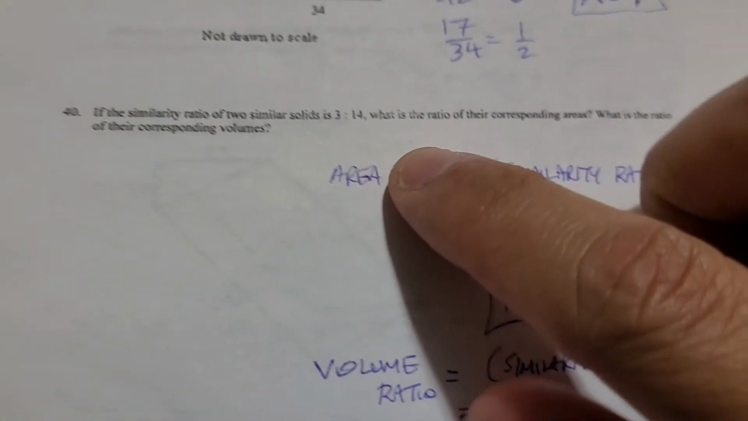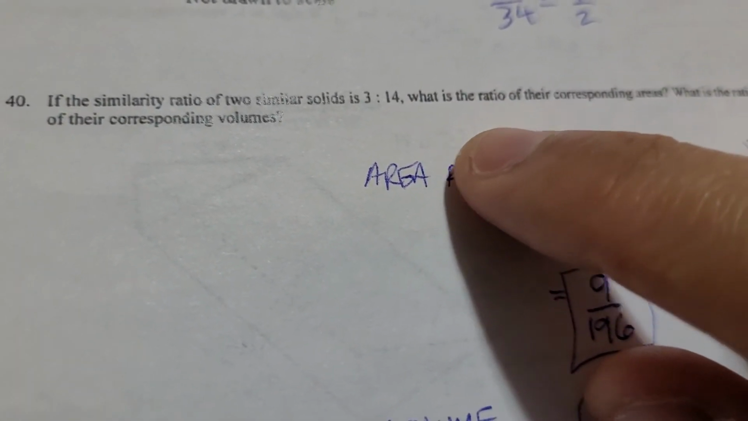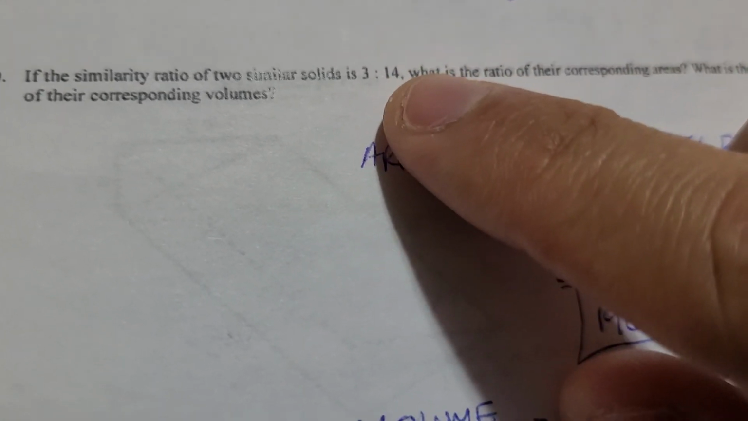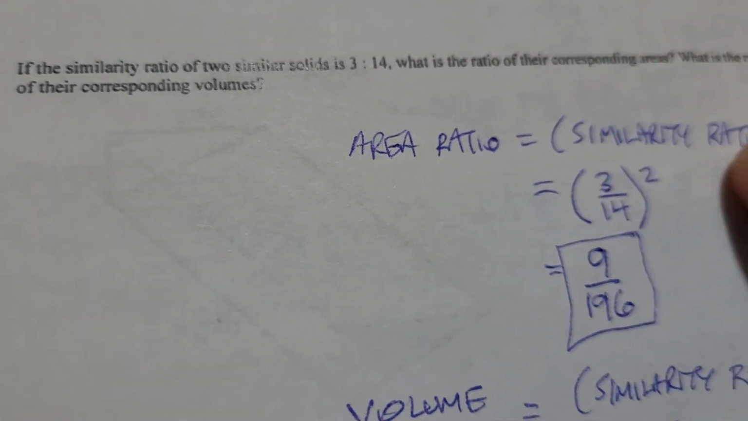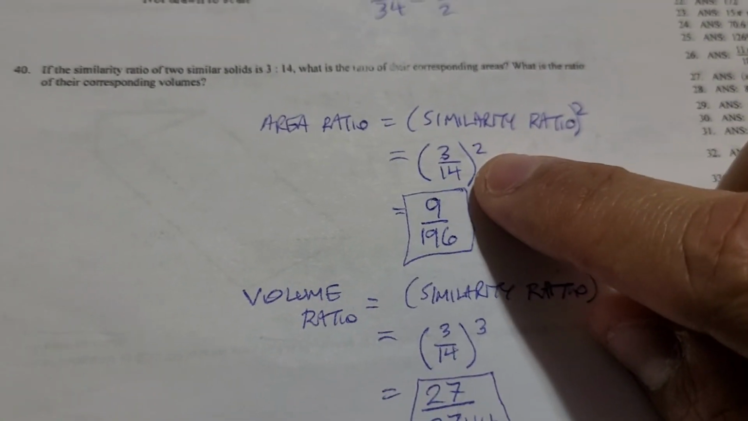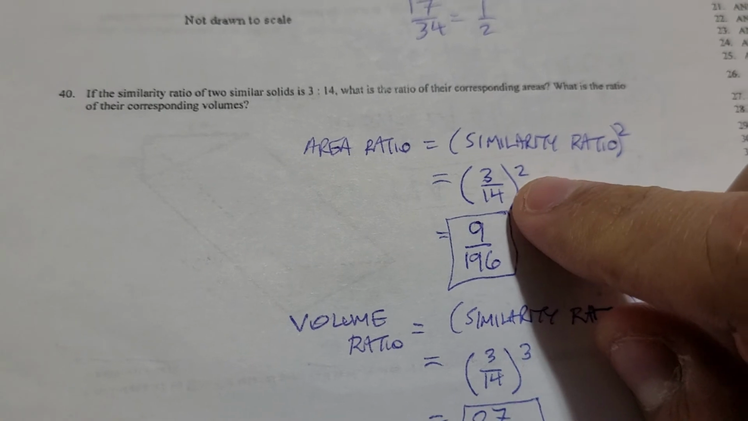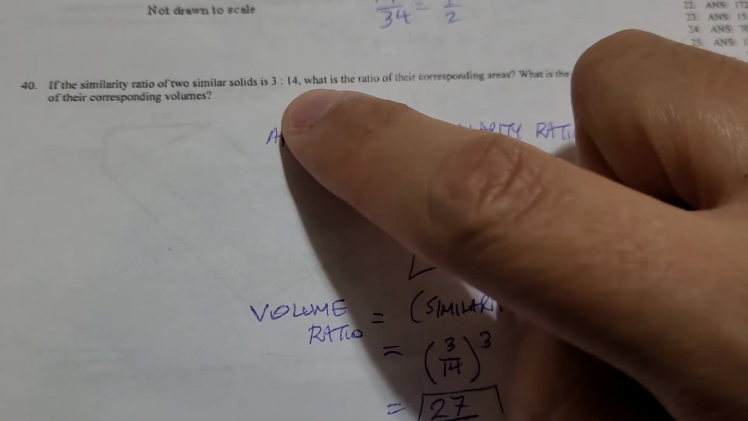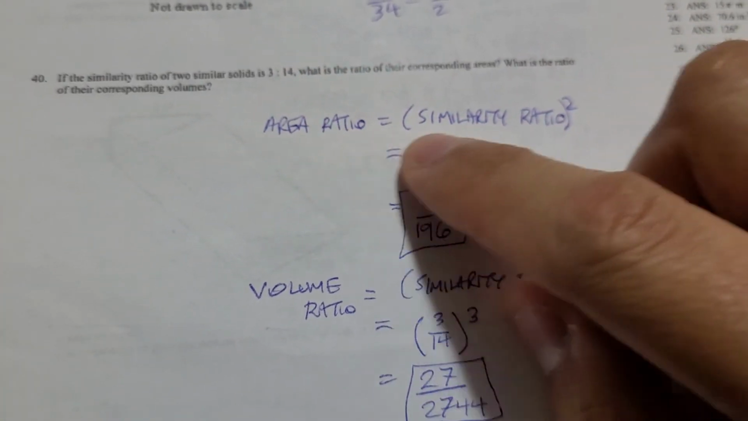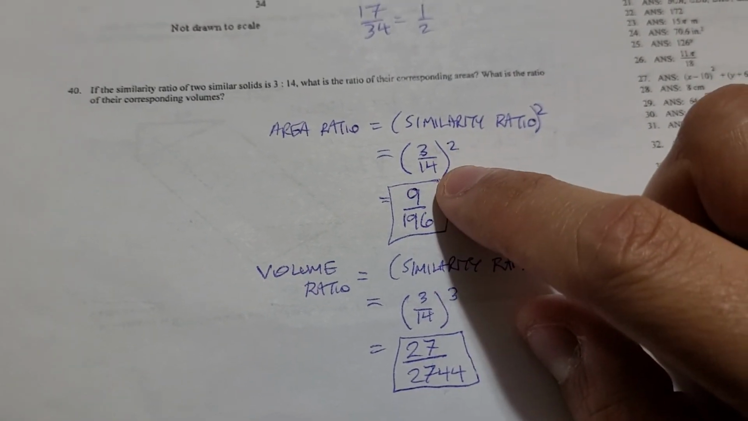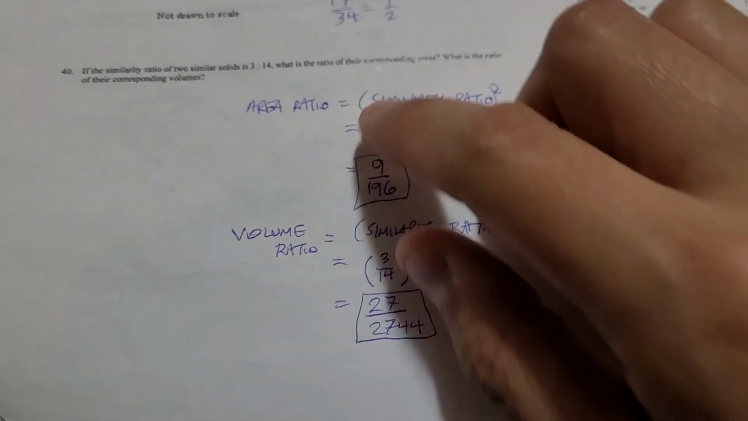And 40 is the last one. First of all, they're given a similarity ratio as 3 to 14. So it's like 3 over 14. For the area, if it's perimeter, remember that's the exact same thing. If it's area, we just have to square that. And if I do that, squaring 3 over 14 is going to give us 9 over 196.